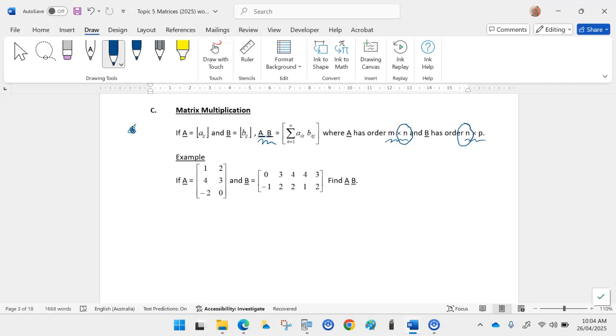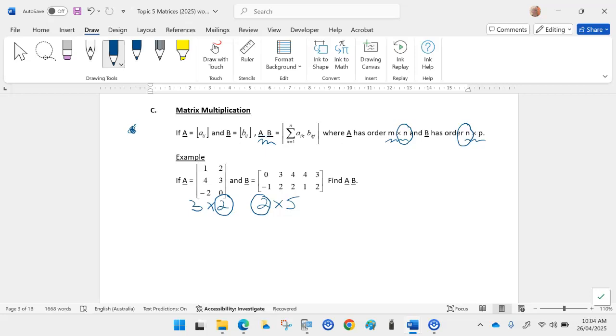I've got matrix A, I've got matrix B. What's the order of matrix A? It's a 3-row by 2-column matrix. And B, well, that's a 2-row by 5-column. So according to what we've just said, we can multiply these two matrices together. And why is that? Because A has 2 columns and B has 2 rows. I can multiply them together.